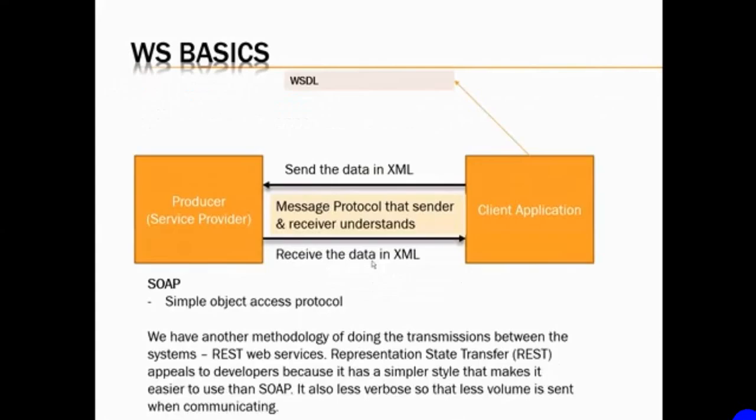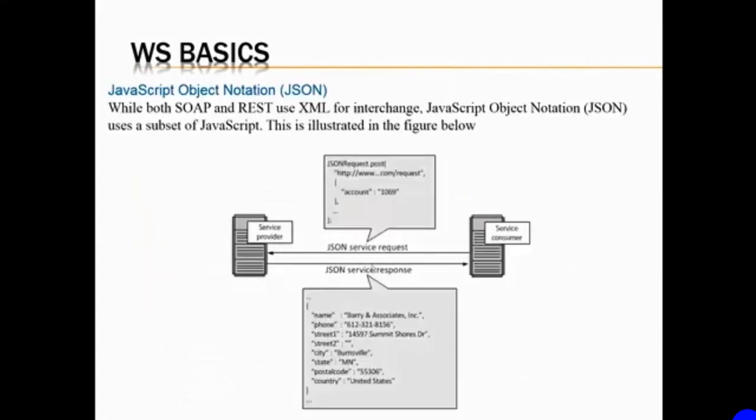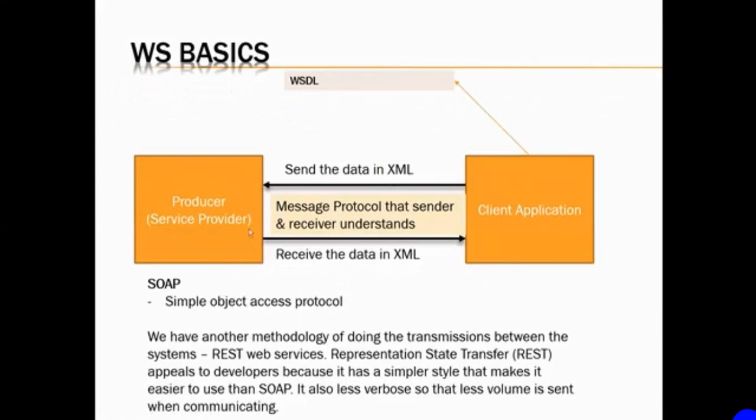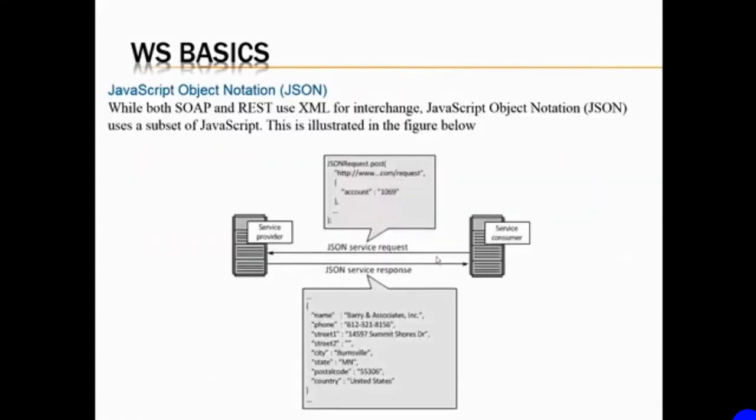Now I'm going a little further and will talk about a little more terminology about web services. We have seen producer and consumer. I'm calling the consumer a client application because it is the client. The producer is the one who generates the methods that client applications, or consumers, can consume. Let us take an example.